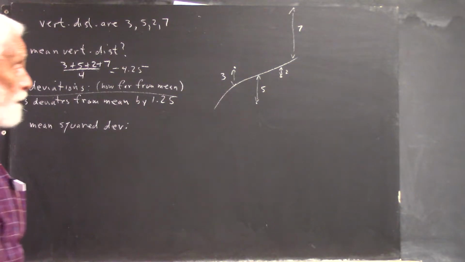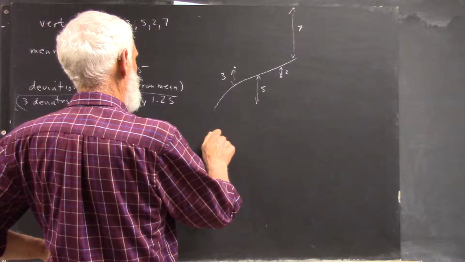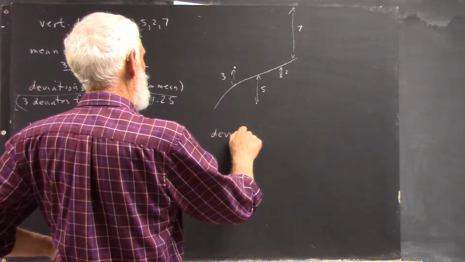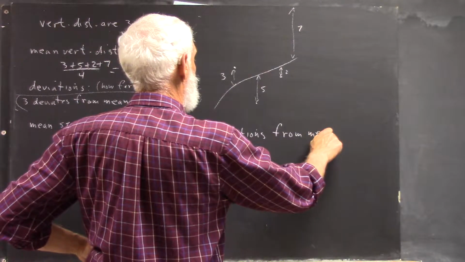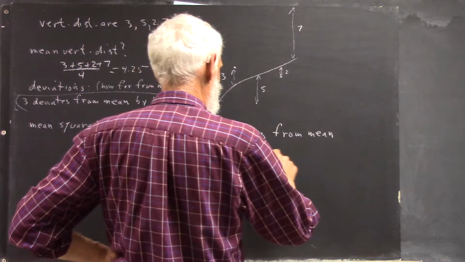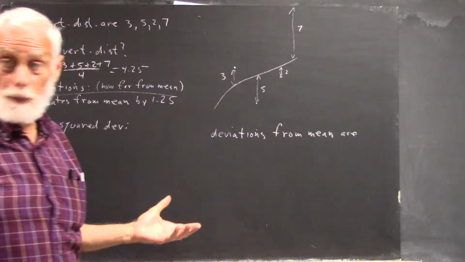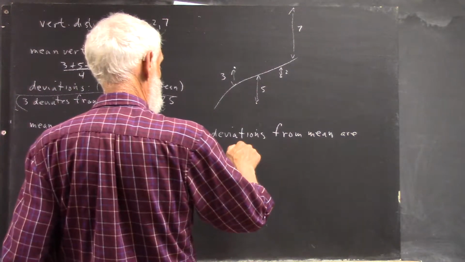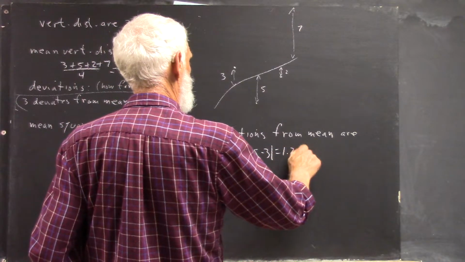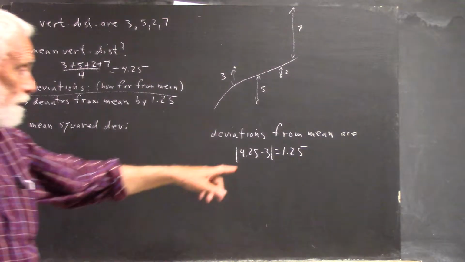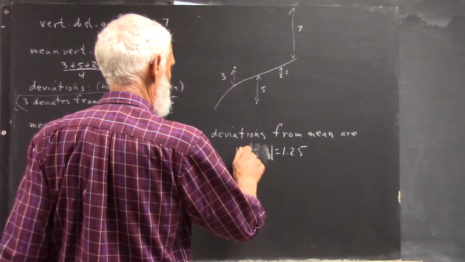Then, not the deviations from the curve, but the deviations from the mean are what? Well, I could write this in mathematical terms as an absolute value of, like, take the mean minus the number. Actually, you usually do the number minus the mean, so we write it down the way it would traditionally be done.